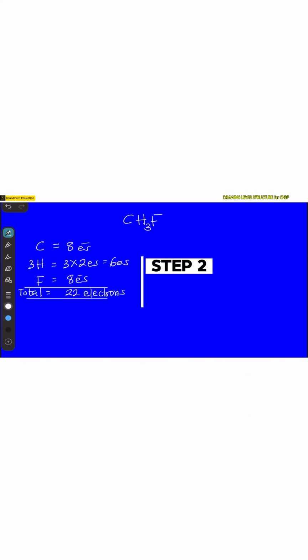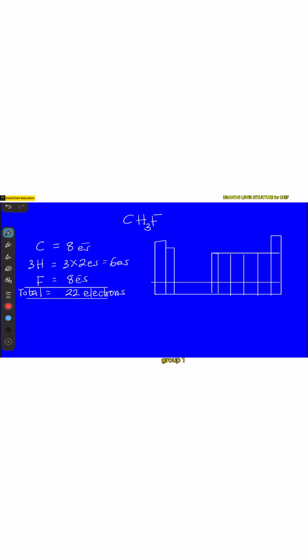The next step is to find out how many electrons the atoms actually have, which is to say how many valence electrons each atom has. So let's see from the periodic table. We have group 1, 2, let's skip the transition metals, 3, 4, 5, 6, 7, and group 8. Counting the valence electrons, hydrogen has 1 valence electron, right? So 3 hydrogens will give you 3 valence electrons.